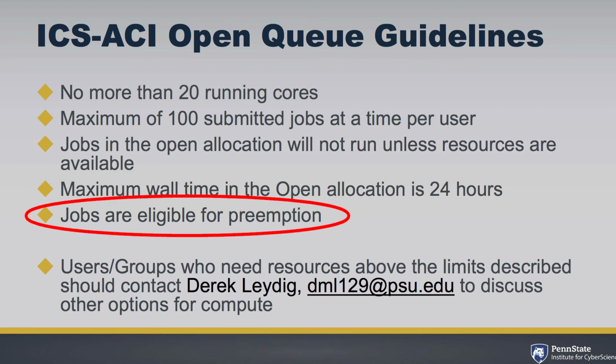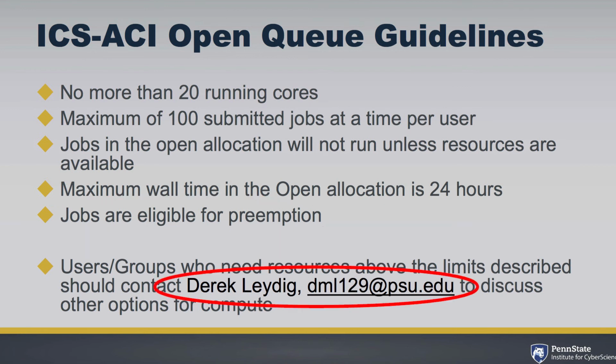Jobs in the open queue are eligible for preemption. So just because you kick the job off, if somebody with an allocation comes in and needs resources, there is the possibility that job can be preempted, just so you know that up front. Okay. As you can see, my contact information is on here, okay? Users or groups who need resources greater than what we described above, longer wall times, more than 20 cores, those types of things, you can contact me and we can talk about options for compute.